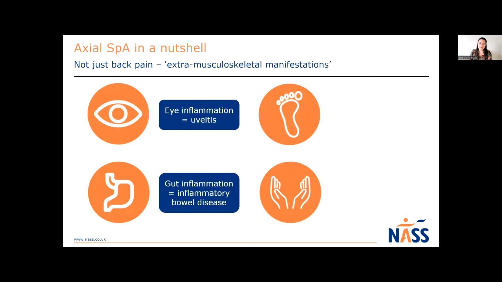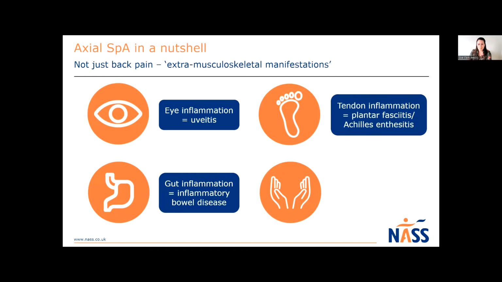Axial SpA is also linked with inflammatory bowel disease, such as ulcerative colitis or Crohn's disease. And the symptoms of this can include diarrhea, stomach cramps, fatigue, loss of appetite, anemia, and bowel ulcers. It's important to discuss any of these symptoms with your doctor if you're experiencing them.